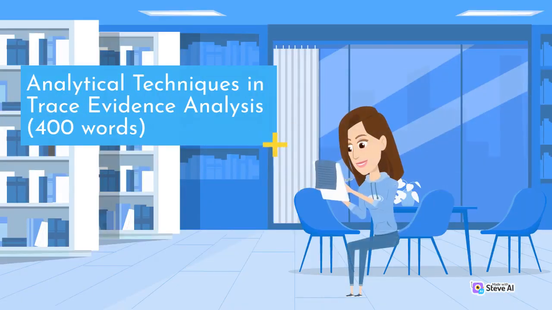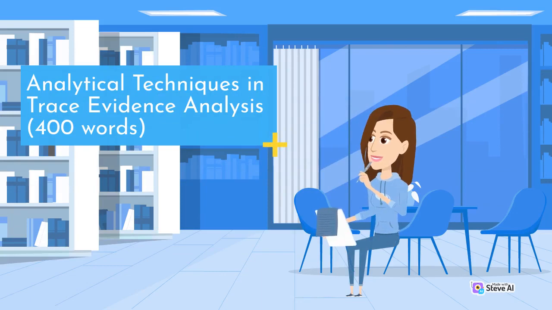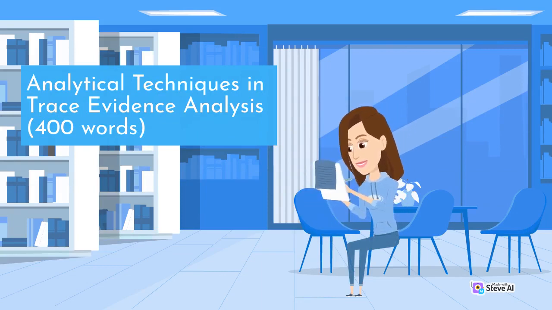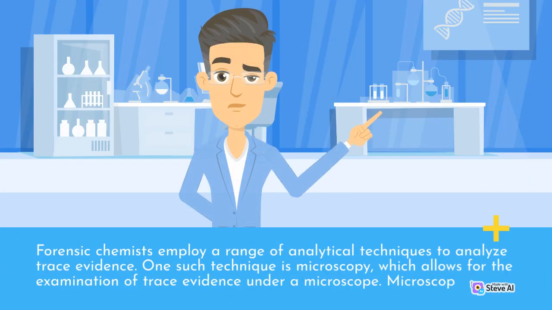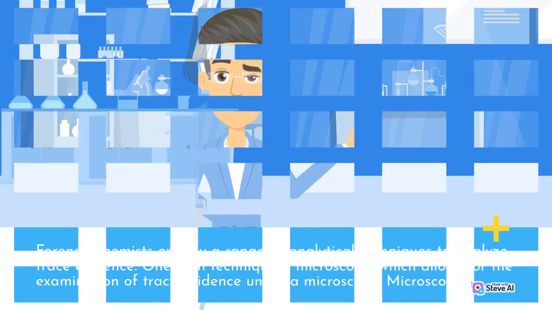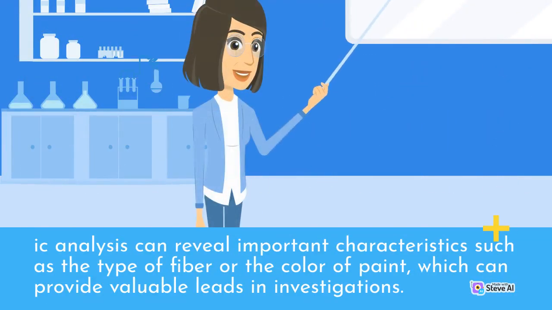Analytical techniques in trace evidence analysis, 400 words. Forensic chemists employ a range of analytical techniques to analyze trace evidence. One such technique is microscopy, which allows for the examination of trace evidence under a microscope. Microscopic analysis can reveal important characteristics such as the type of fiber or the color of paint, which can provide valuable leads in investigations.